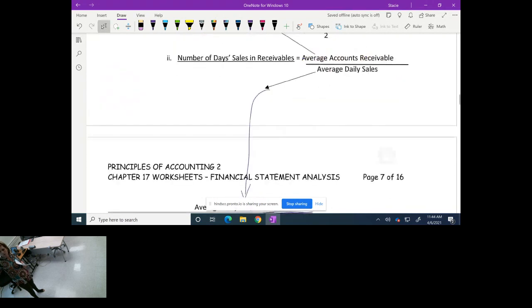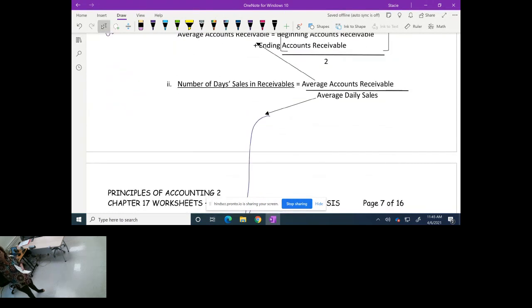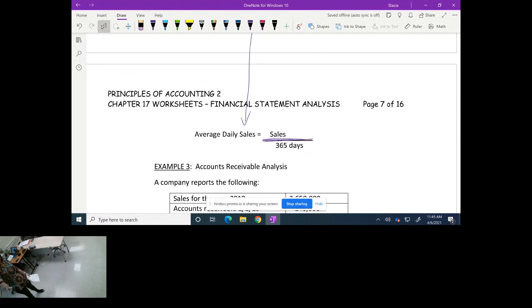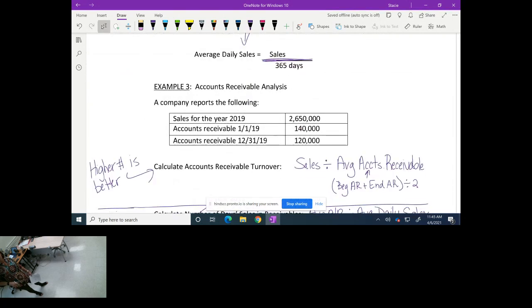All right, so for number of days sales in receivables, you'll take this average accounts receivable number you just calculated and divide it by average daily sales. Average daily sales is just your total sales divided by 365 days, to just spread it out over every day of the year and see where it comes out.